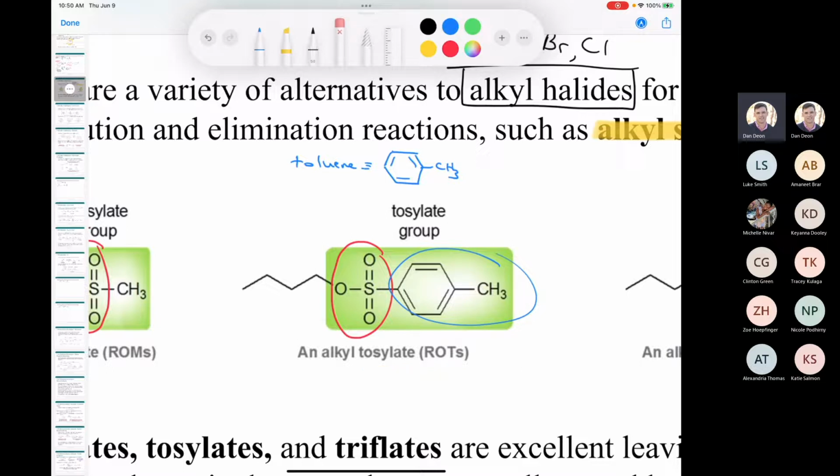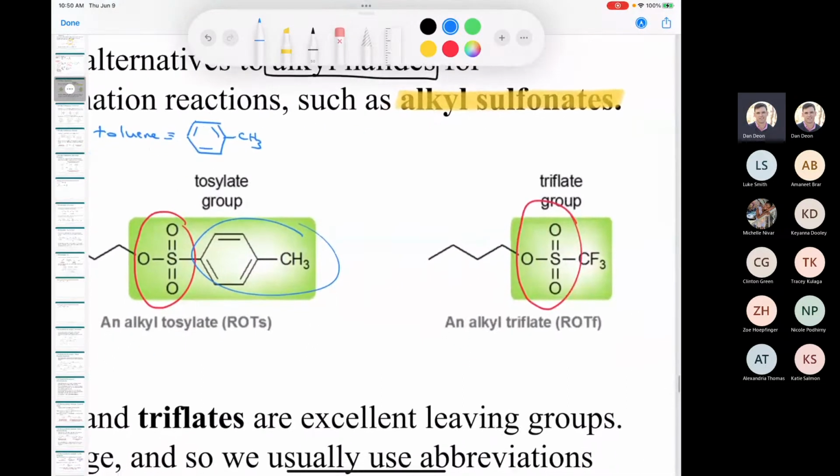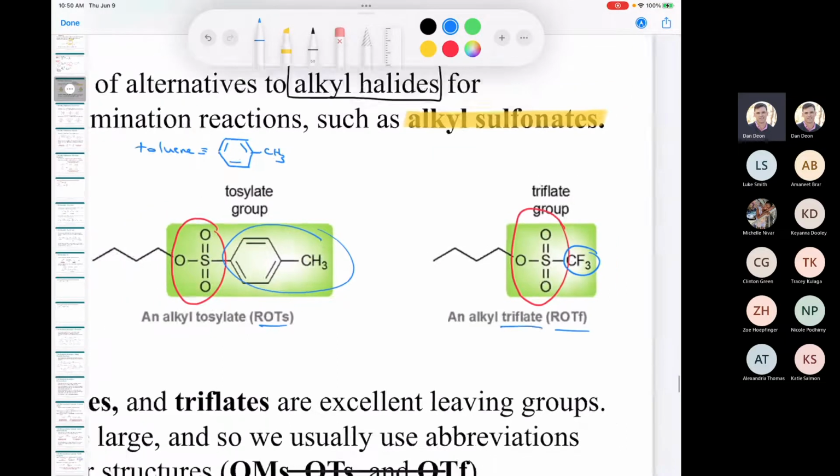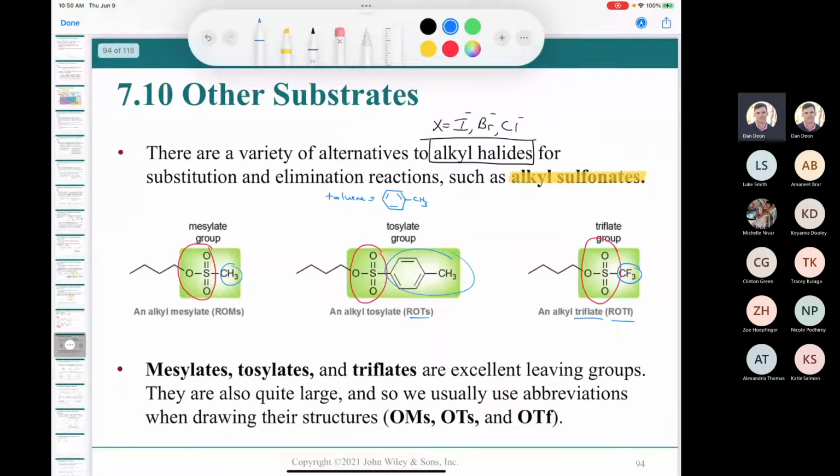So we have a mesylate, which has a methyl group, and a tosylate, which has a toluene. And the last one has a trifluoromethyl, and we call that a triflate. We abbreviate that OTf. So we've got OTs, OTf, and OMs, and they're all good leaving groups. In fact, they are described here as excellent leaving groups.